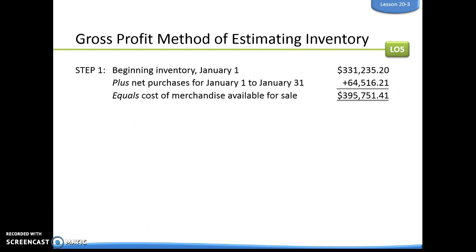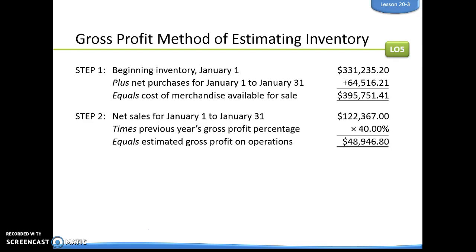So what we're going to do, we look at first the beginning inventory, January 1st. Then we add to it the purchases from January 1st to the 31st. That's going to give us our cost of merchandise available for sale. Then we're going to take our net sales, so what we sold from January 1st to January 31st, times our previous year's gross profit percentage, which was 40%. That's going to give our estimated gross profit on operations.